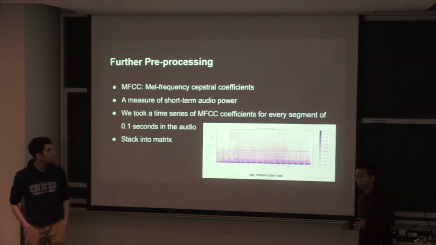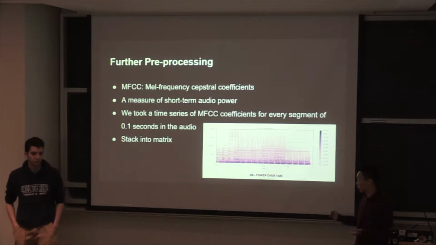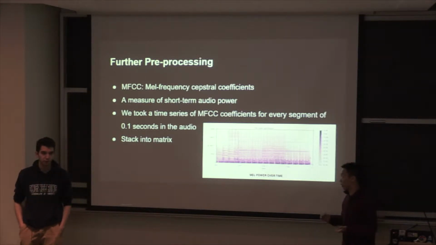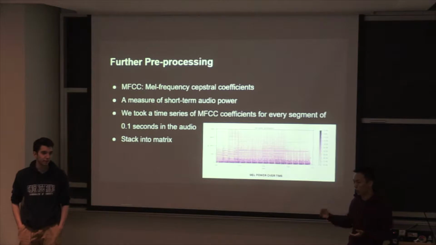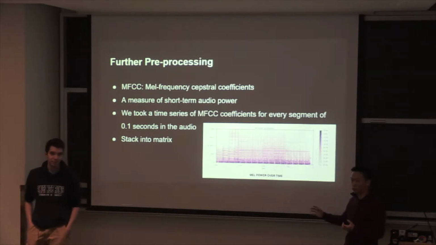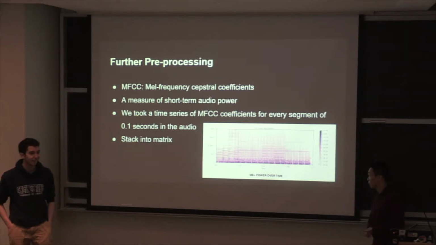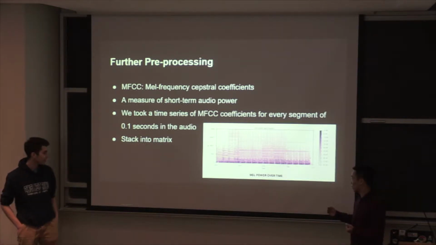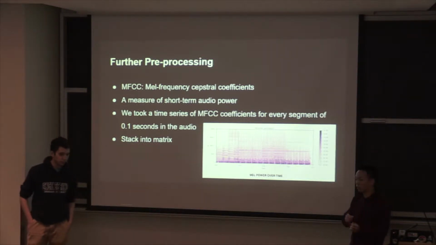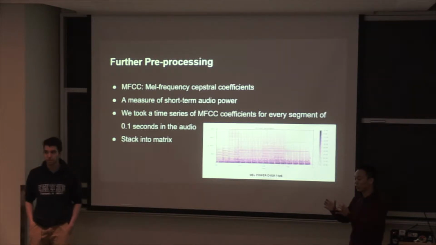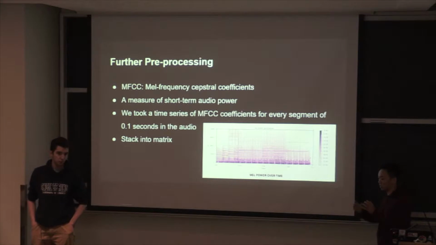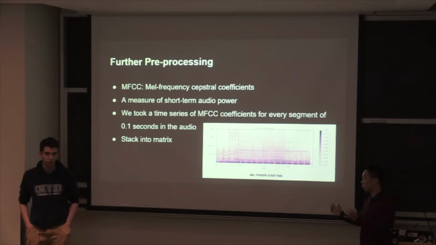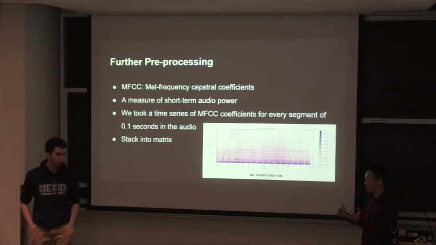So we came across a GitHub repository that computes the Mel frequency cepstral coefficients, or MFCC. It is a measure of short-term audio power, which is derived from the log transform and also Fourier transform of audio. So we took a time series of MFCC coefficients for every segment of 0.1 seconds in the audio sample that we have. Each set of coefficients is a vector of 52 elements. So when we stack them together along the time axis, we get a 2D matrix for each song sample.